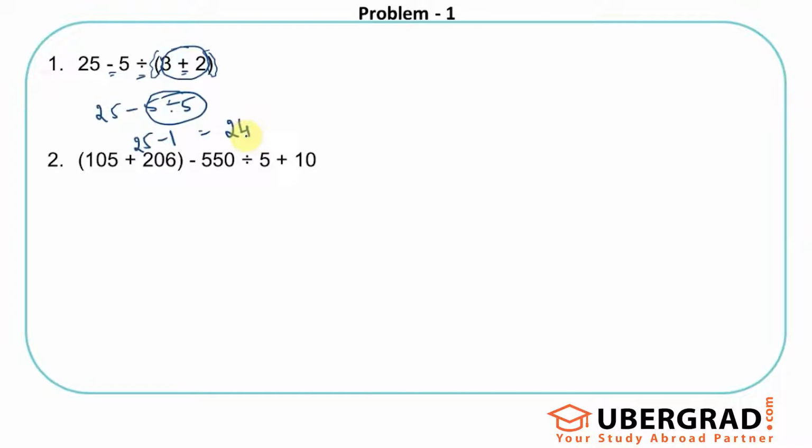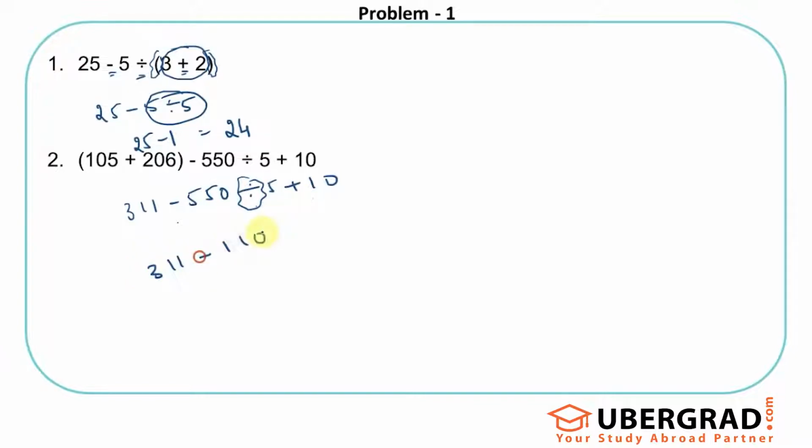That's the answer. I would recommend you pause and try this question so that you get the hang of this. Hope you have tried it. So let's get this done. Again, there's a bracket and then a minus, division, and plus. The priority goes to the bracket. So 105 plus 206 would be 311. Then minus 550 divided by 5 plus 10, and now a minus, a division, a plus. The important thing is the division. 550 divided by 5 is 110.